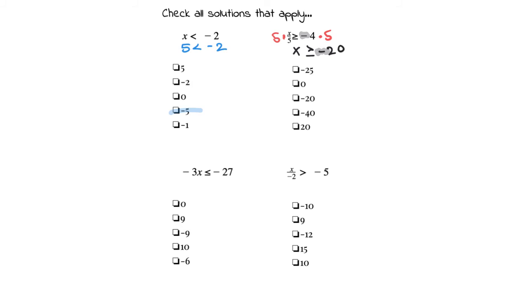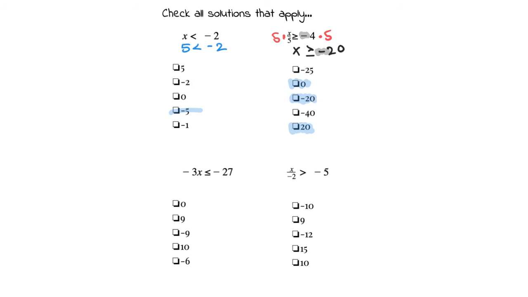So negative 25 does not work, but 0 is greater than negative 20. Negative 20 is equal to negative 20. Negative 40 is not greater than negative 20. However, 20 is greater than negative 20. So we would have 3 possible solutions from our choices.